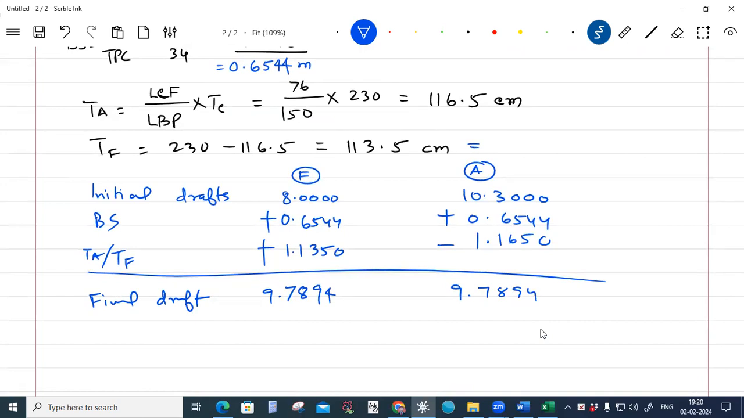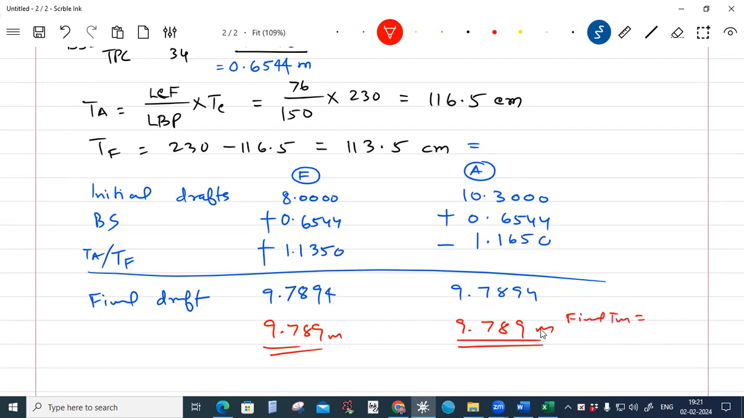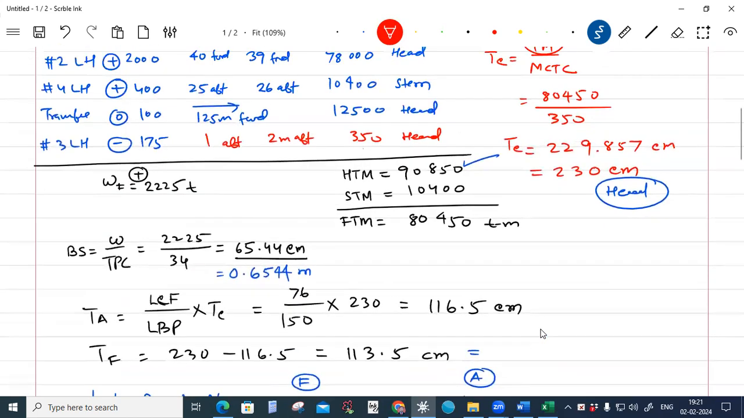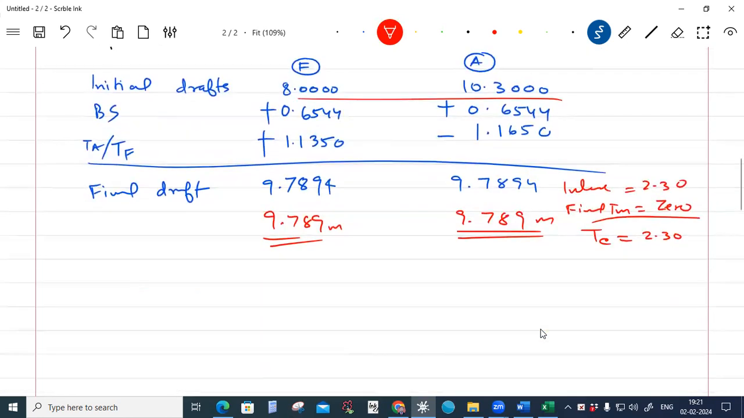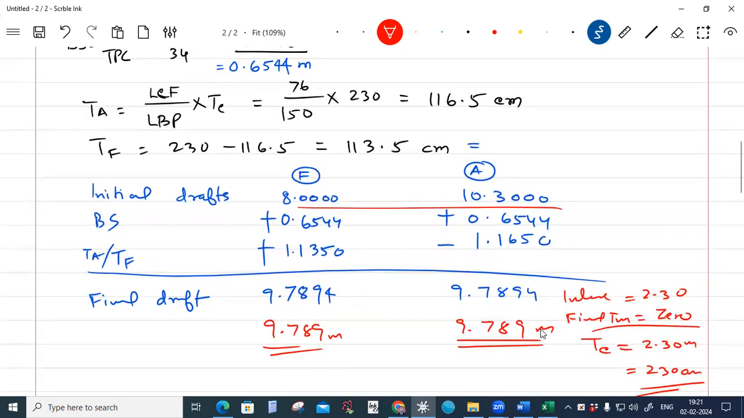9.7894, correct. If we write it in 3 digits, let's round off, 9.789. Right? These are the final drafts. So the final trim is how much? 0. Final trim is 0. Right? And what is the initial trim? 2.3. So what is the trim cost? 2.3 only, no? Yes. 230 centimeter. Correct. It has been checked. That is your correct answer.